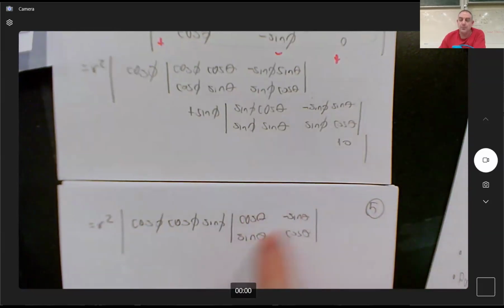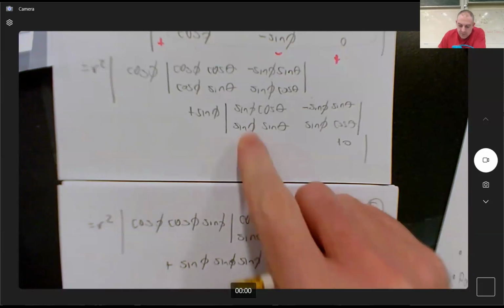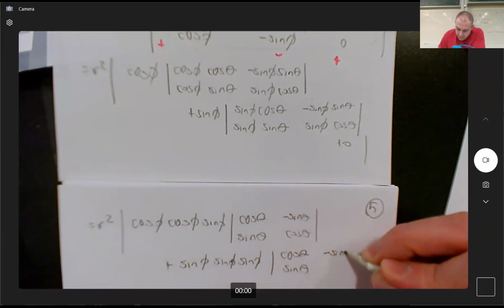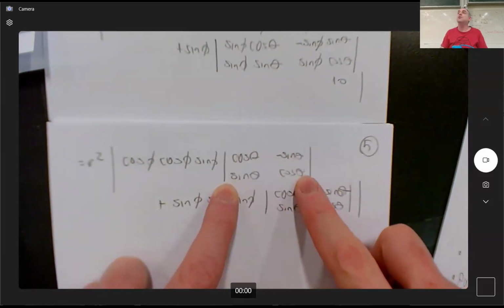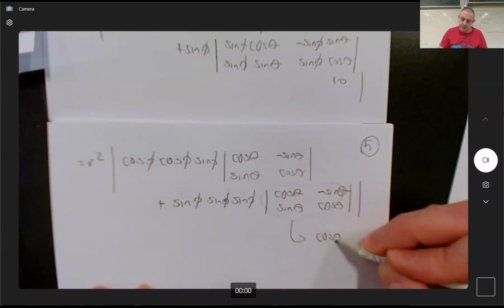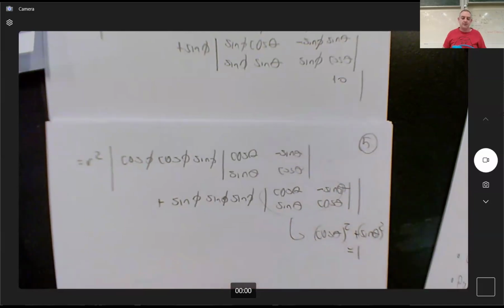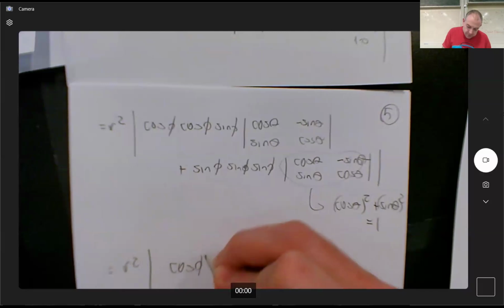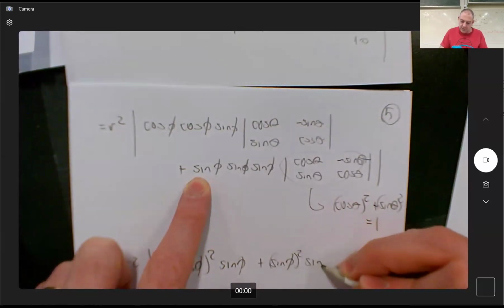Oh, look at that. That's cos squared plus sine squared, that determinant there. Ah, pleasant. The sine phi in that column and in that column. Well, it's the same thing. Look at that. That's cos squared plus sine squared, which is 1. Because it'll be minus sine. Oh, gorgeous. So that's cos phi squared and a sine phi.